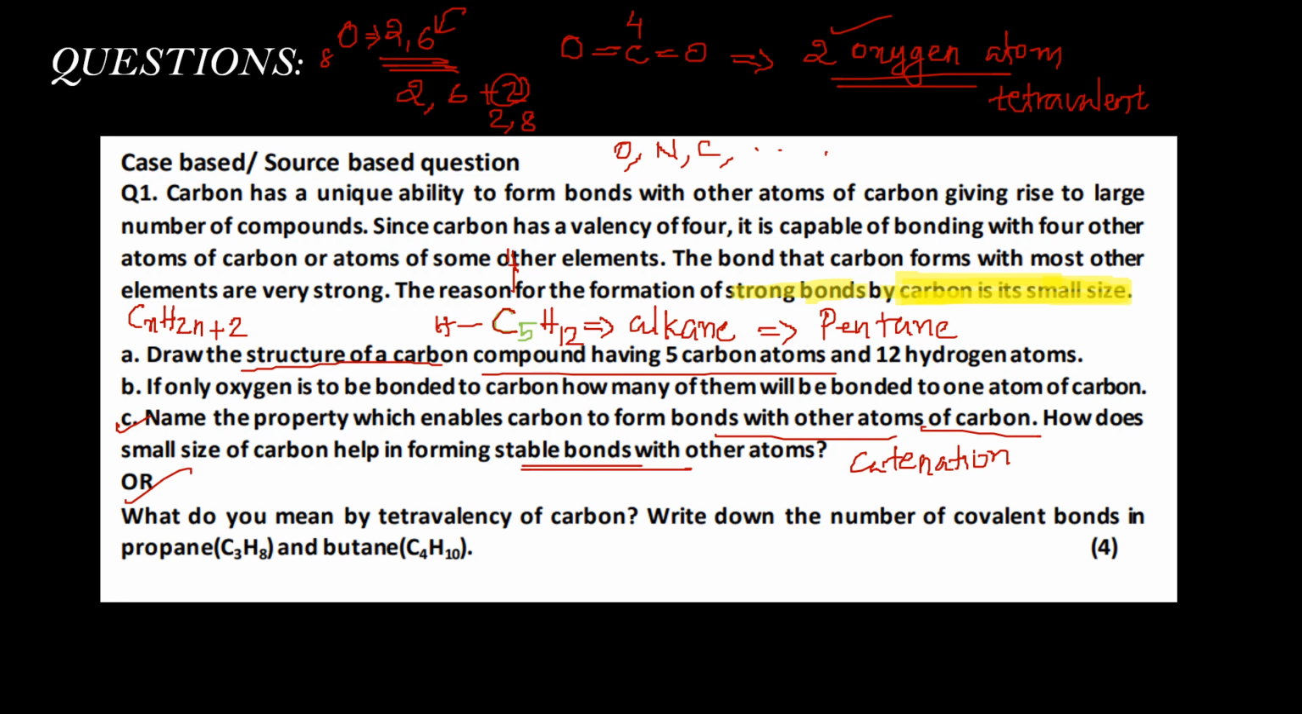Or what do you mean by tetravalency? Tetravalency of carbon we already discussed. The atomic number of carbon is 6, so the electron configuration is 2, 4, and the valency of carbon is 4. Write down the number of covalent bonds in propane, butane.